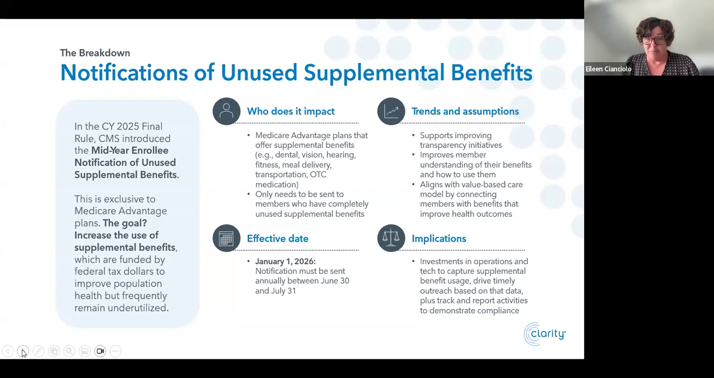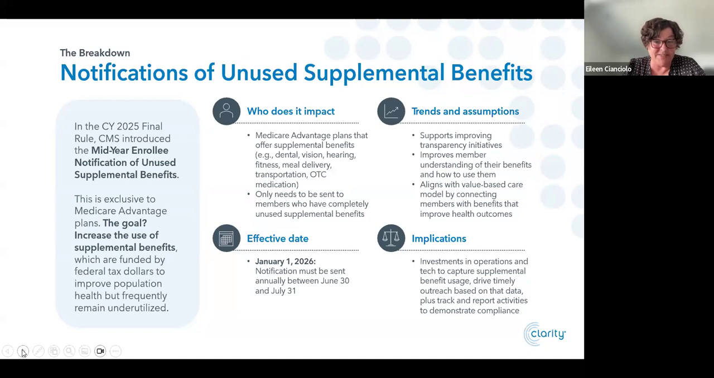And so, getting on this right now as far as being able to pull the data, and then finding the right partner to help with the execution of it. So it just really supports the transparency and helping members to really understand their benefits and how to use them, and overall aligning with value-based care, connecting members to the benefits that help them improve their overall health outcome.